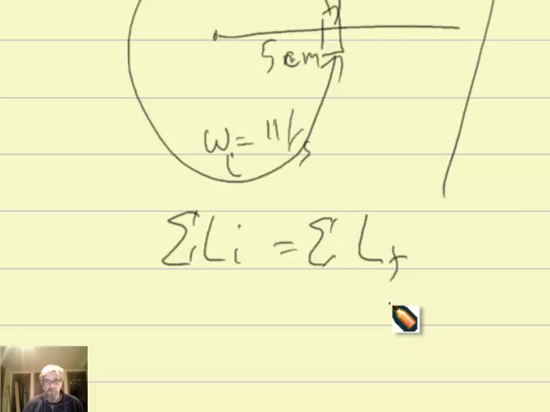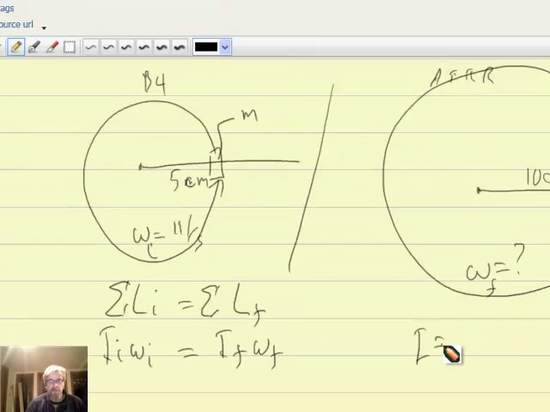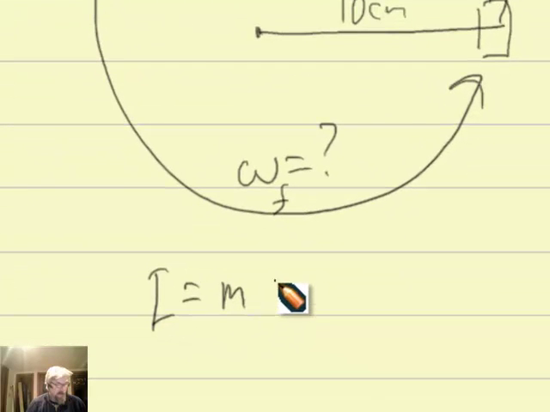The sum of the initial angular momenta equals the sum of the final angular momenta. Well, there's no really summing to do here because there's only one object. So let's just define this in terms of what angular momentum really is. So that means I initial times omega initial is equal to I final times omega final. Now I, for a weight on a massless rod, we learned in the last bunch of notes here, is just mr squared. That's what I really is.